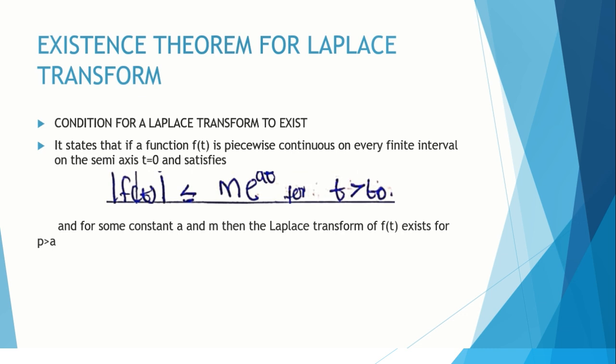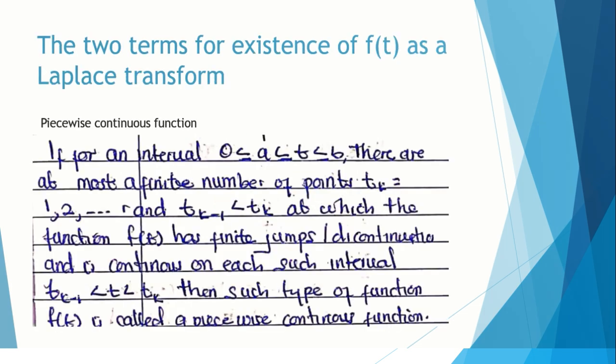So this condition is the one we are using to see whether the expression is of an exponential order, and the other one we see whether it is continuous. We go into the next step. So we are going to define the two conditions for the existence of a function as a Laplace transform.